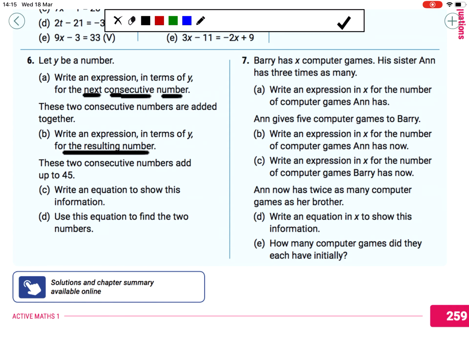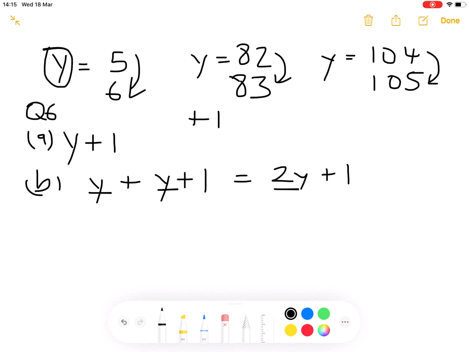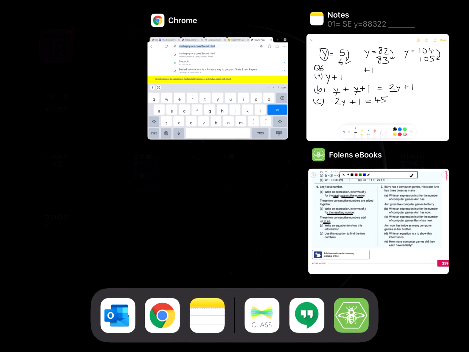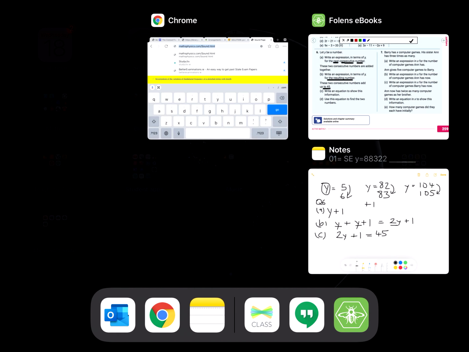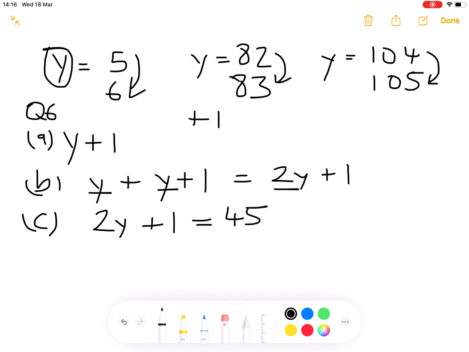Part C. Write an equation. These two consecutive numbers add up to 45. So I now know it's telling me that 2y plus 1 come together to give me 45. That's what it's saying. It says write an equation to show this information. That's what I've done. 2y plus 1 is equal to 45. That's my equation that shows this information. These together add up to 45. So 2y plus 1 is equal to 45.